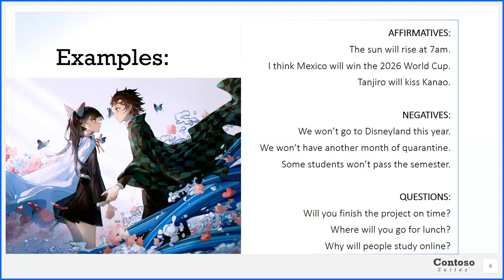So our sentence is going to look something like, will you finish the project on time? All right, so that is our general structure. What happens if we want more details? Because this is just a yes or no question. What happens if I want to know why? Why will you finish the project on time?